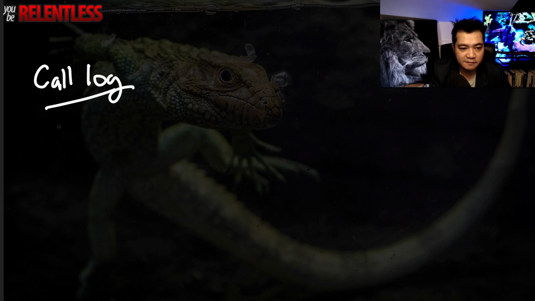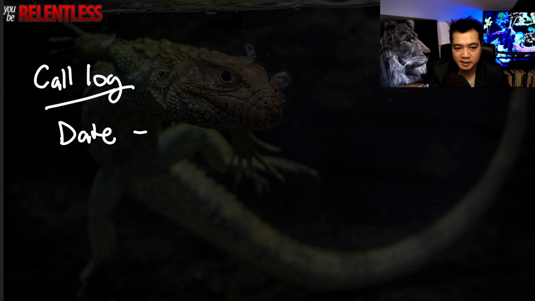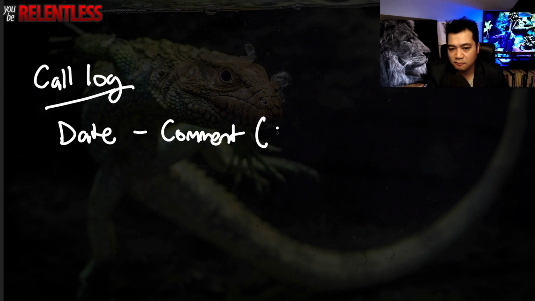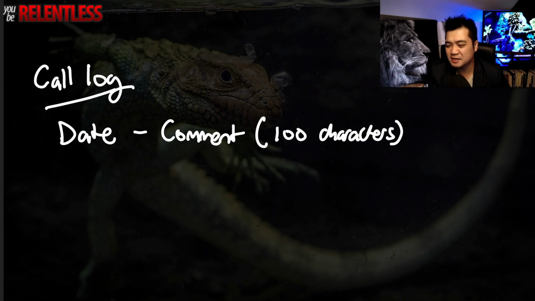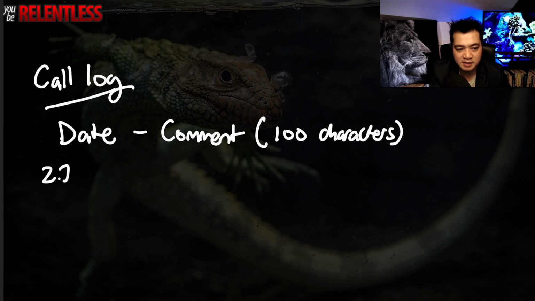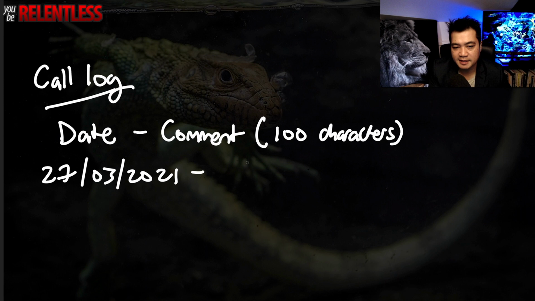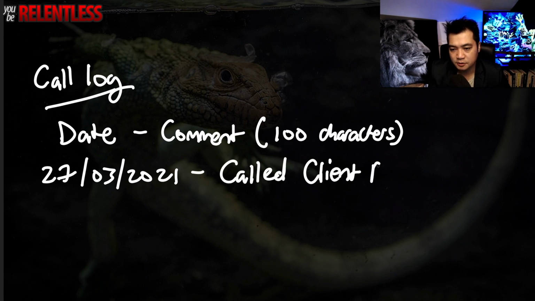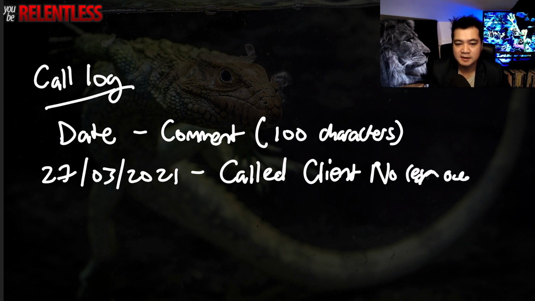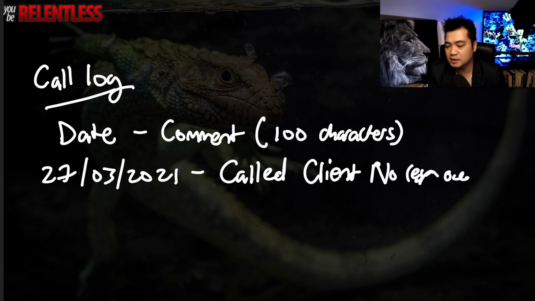What I do is I have the date and then I have a comment, and this comment can be about 100 characters. It's not specifically 100 characters, but it's just like one sentence. For example, it might be the 27th of the 3rd, 2021, and then I write: called client, no response. That's it. So I just quickly put in the CRM today's date and what happened.